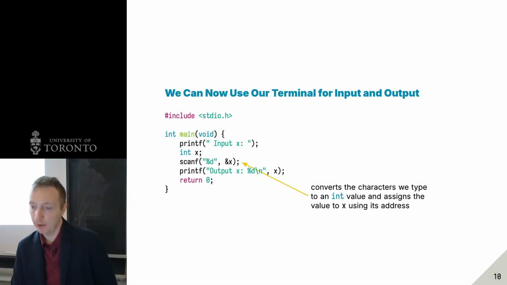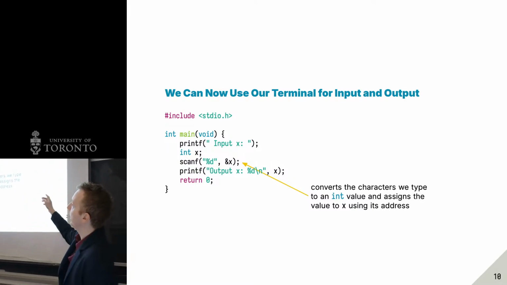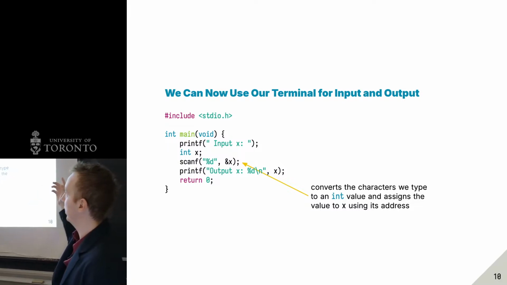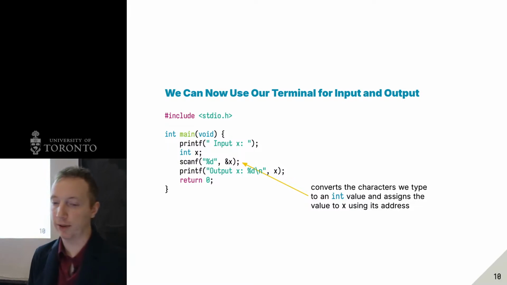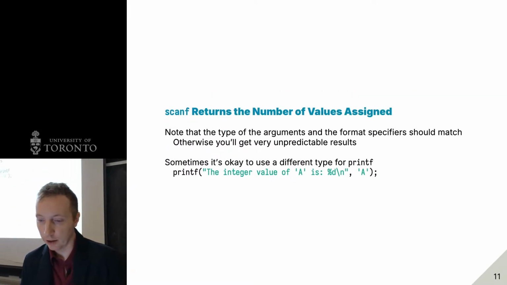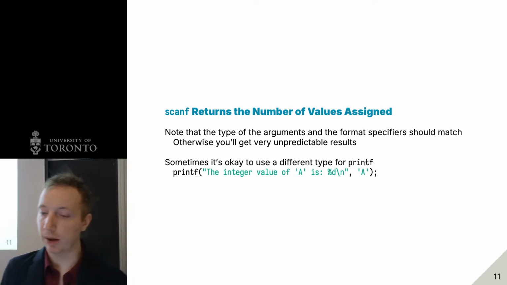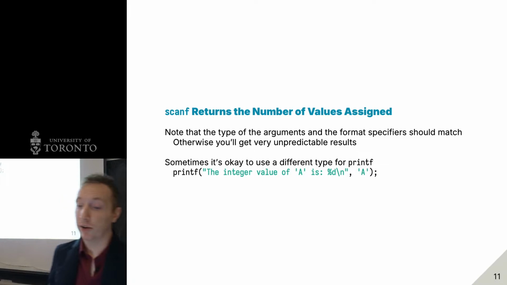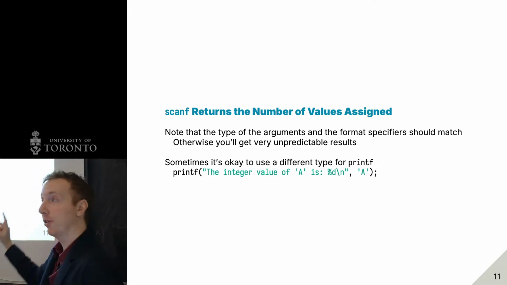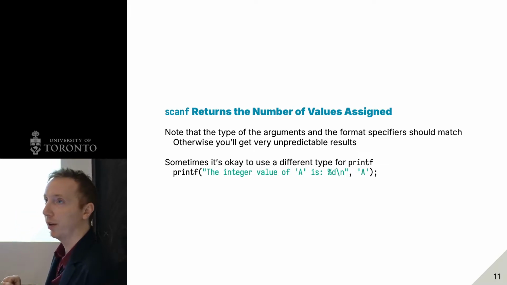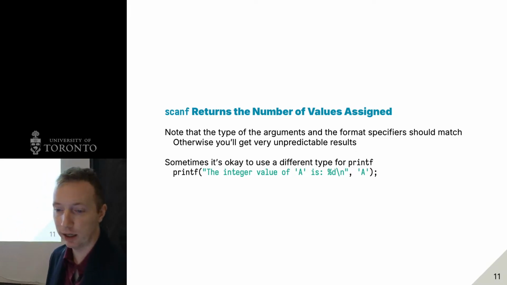So now we can use our terminal for input and output. Again, here, this scanf converts the characters we type to an int and assigns that value to x using its address. That's why we had to use the ampersand x there. scanf also technically returns the number of values assigned. Note that the type of the arguments and the format specifiers should always match. Otherwise, you'll get very unpredictable results, like when we typed C and we expected an int.